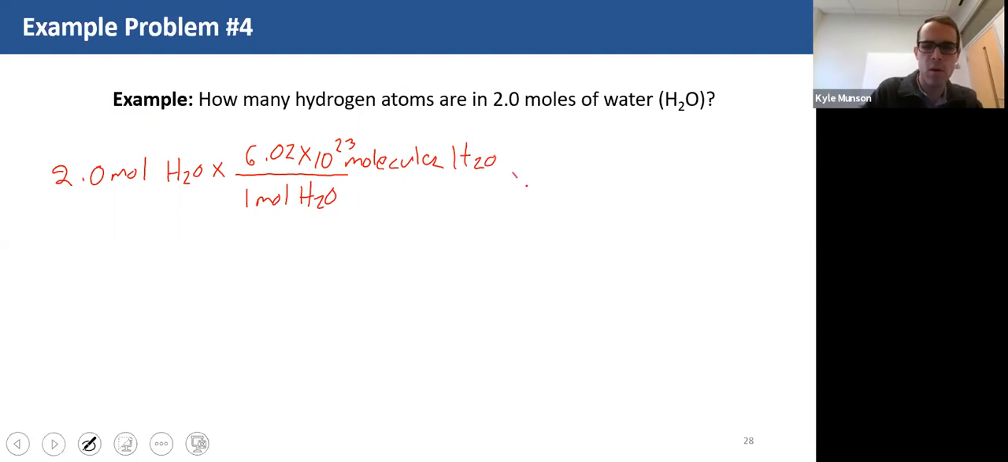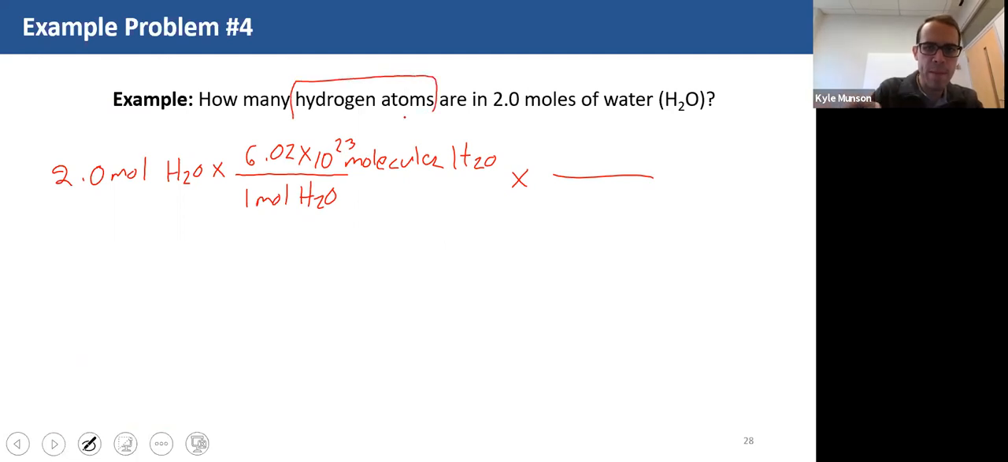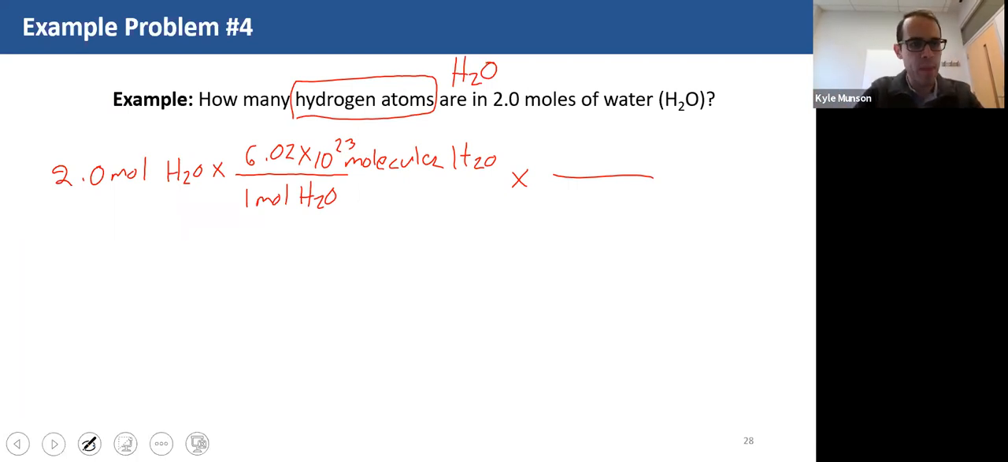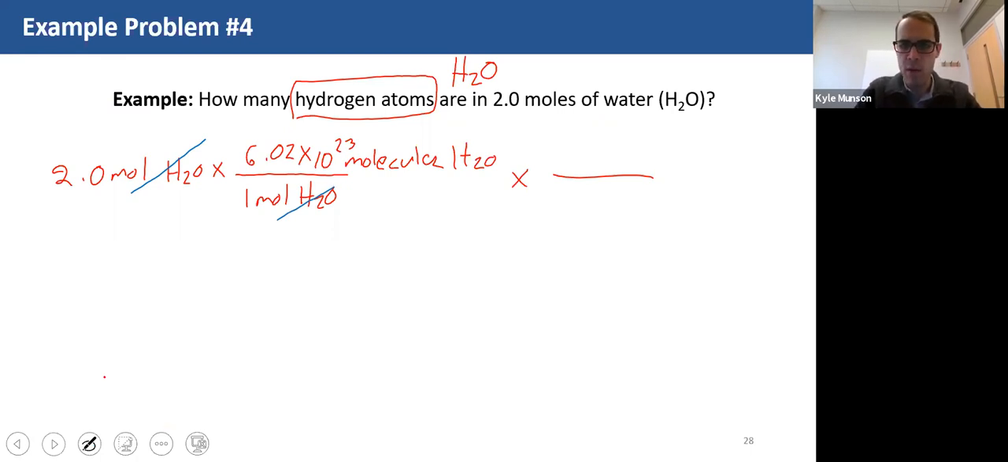Okay, so we're going to just pause here for a moment. So we want to know how many hydrogen atoms are in 2 moles of water. Okay, so let's look at our units right now. So moles of water has canceled with moles of water. So I'm left with molecules. So that means over here, for every 1 molecule of water, I need to ask how many hydrogen atoms are in every water molecule. And there's 2 hydrogen atoms for every water molecule.